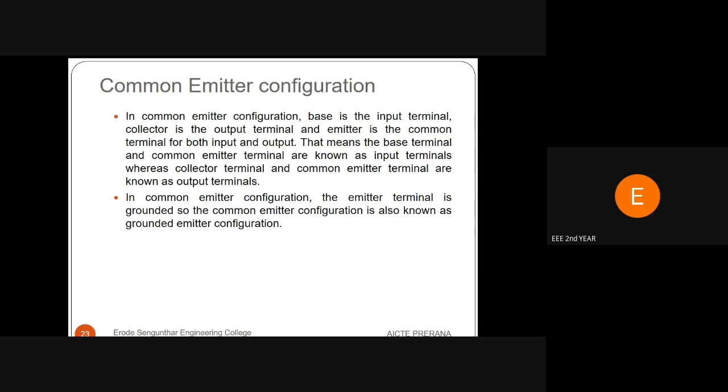Now let us see the next configuration, common emitter configuration. In common emitter configuration, base is the input terminal, collector is output terminal, and emitter is common terminal for both input and output. That means base terminal and common emitter terminal are known as input terminal, whereas collector terminal and common emitter terminal are known as output terminal. In common emitter configuration, the emitter terminal is connected to ground, so it is also called as grounded emitter configuration.